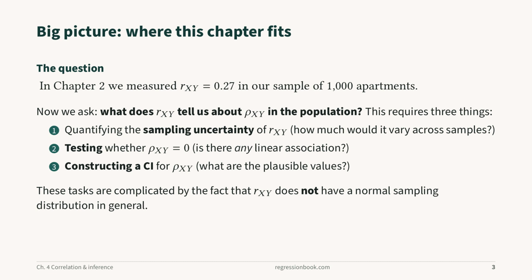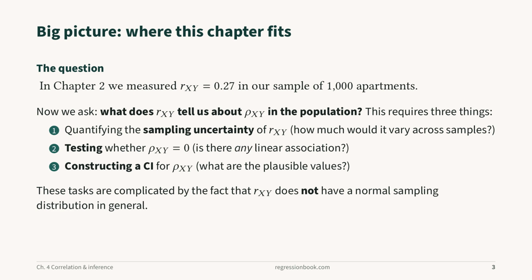Quantify the sampling uncertainty. How much would the correlation vary across samples? Test whether the population value is 0. Is there any linear association at all? And construct a confidence interval of plausible values.